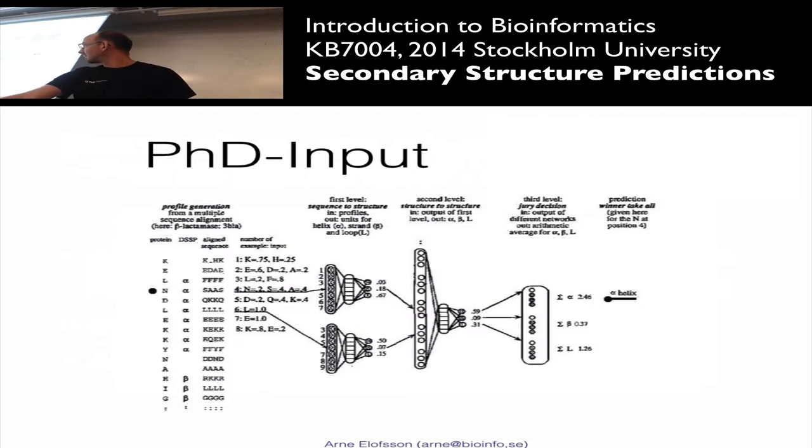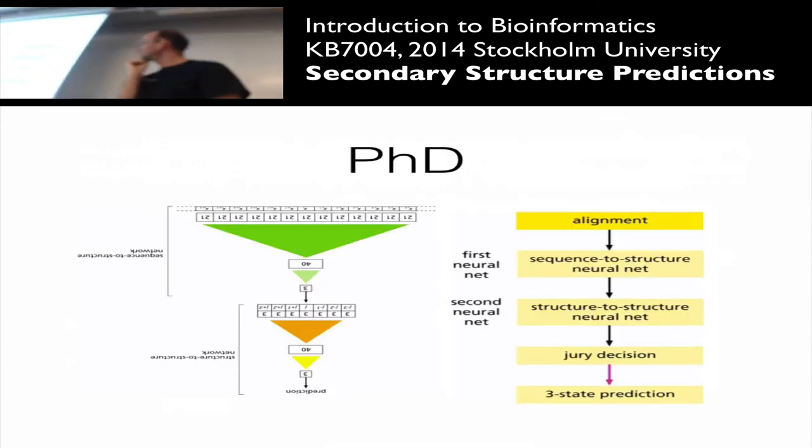Instead of having one network, you have one network that predicts something and you use this as an input to the next layer. It's kind of useful. We have used it in some cases also.